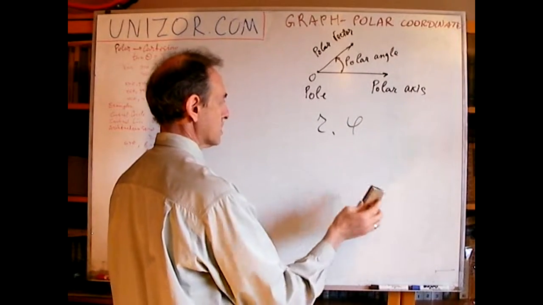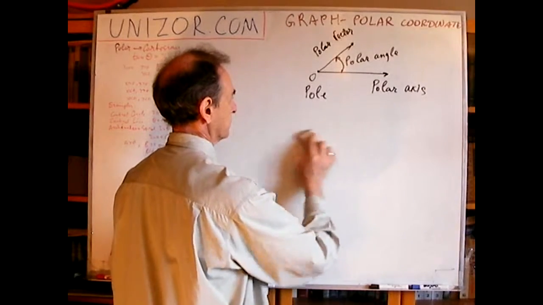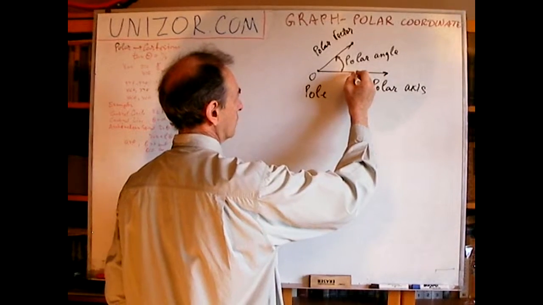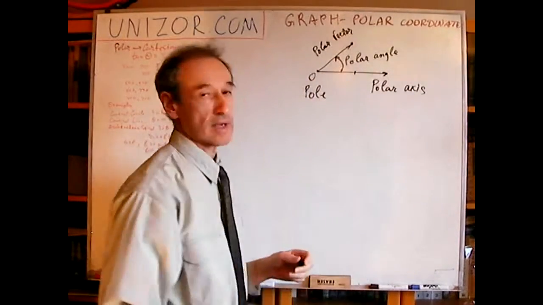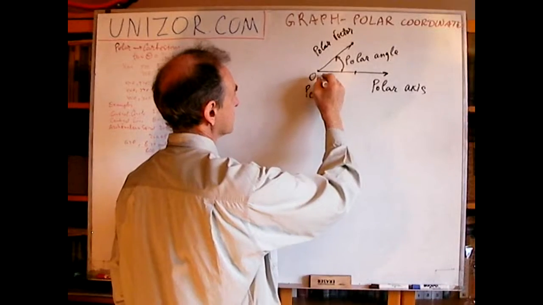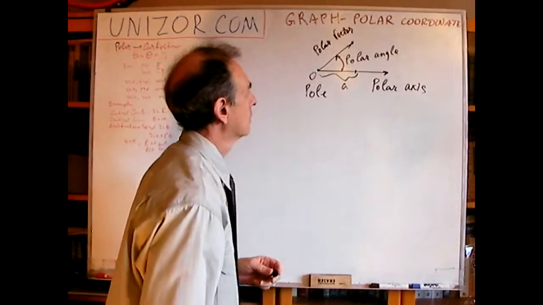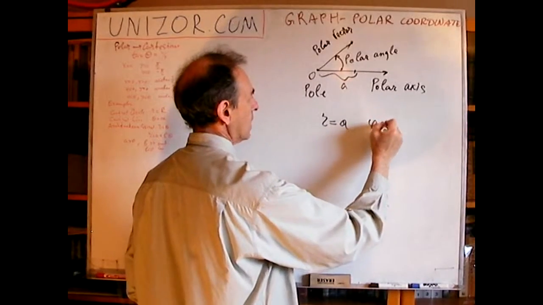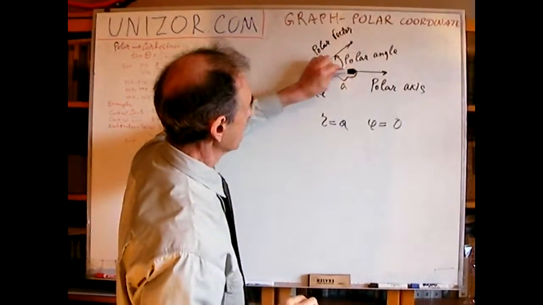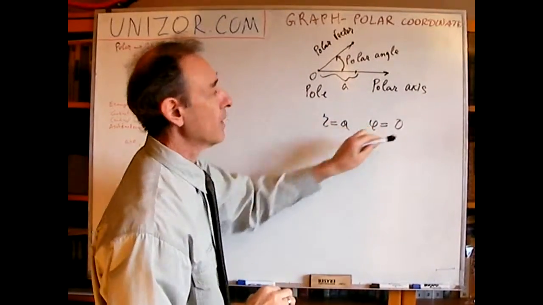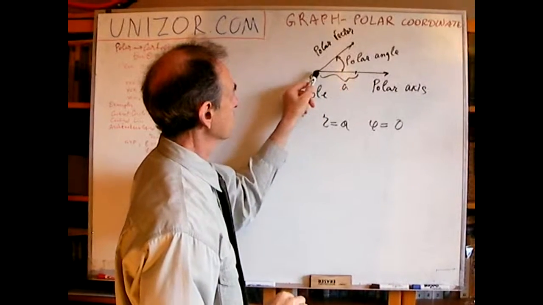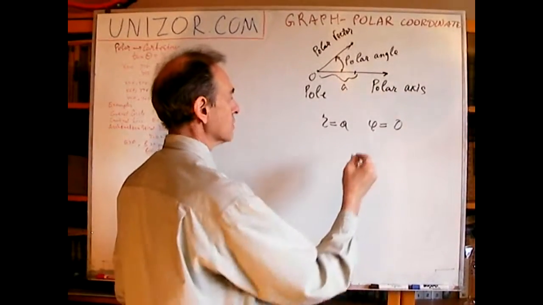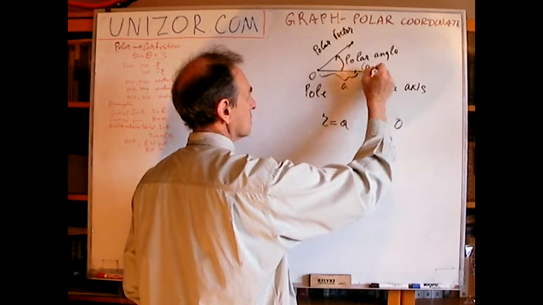So, let's just give a couple of examples. What would be the coordinates of this point on the polar axis itself, at the distance, let's say, a? Well, the coordinates would be r is equal to a and phi is equal to 0, right? Since we are on this polar axis, we don't have to move. That's why phi is equal to 0. And the distance we have to move from the pole itself is equal to a. So r is equal to a and phi is equal to 0. So the coordinates of this point are a, 0.